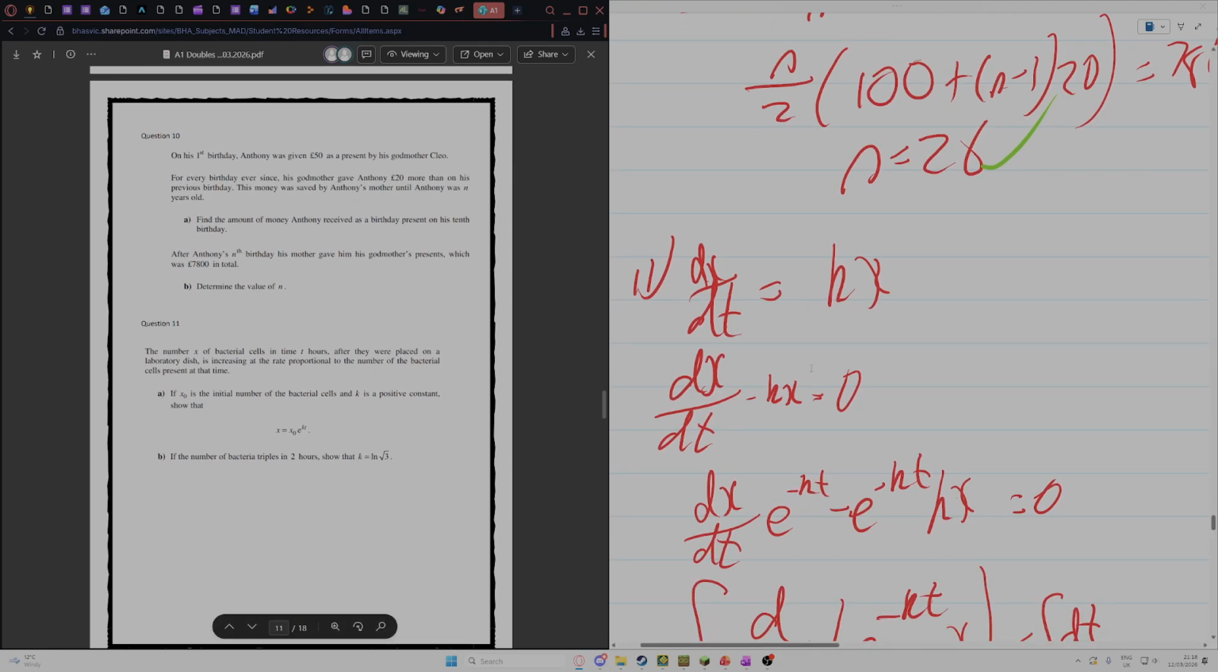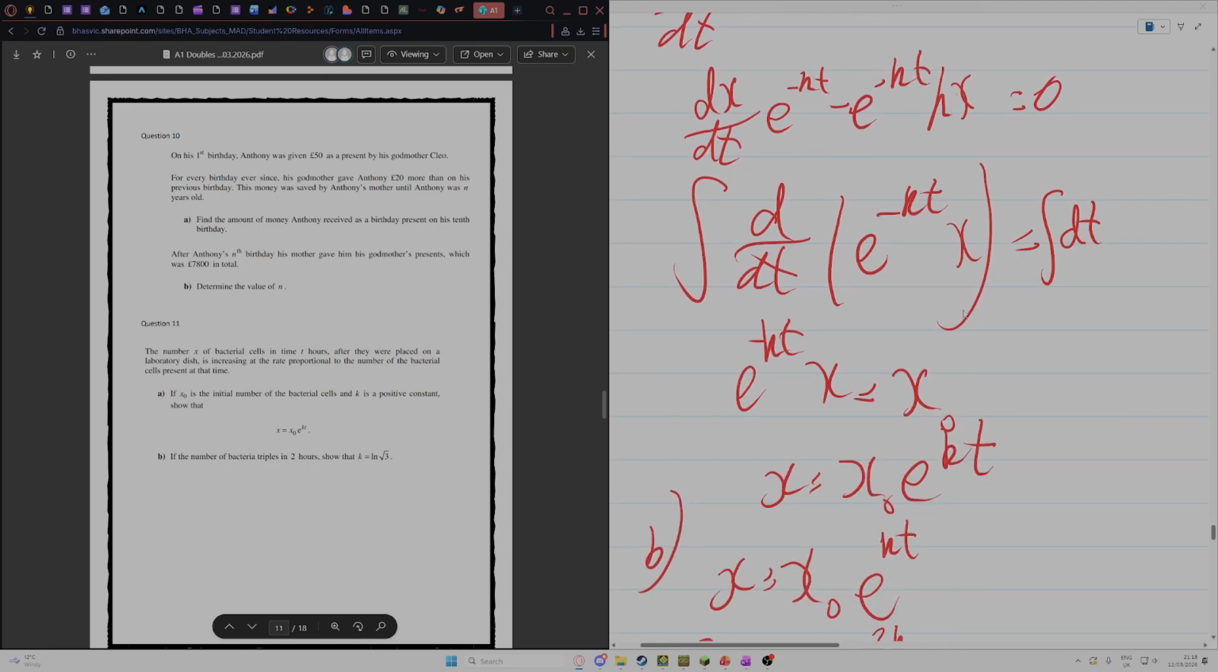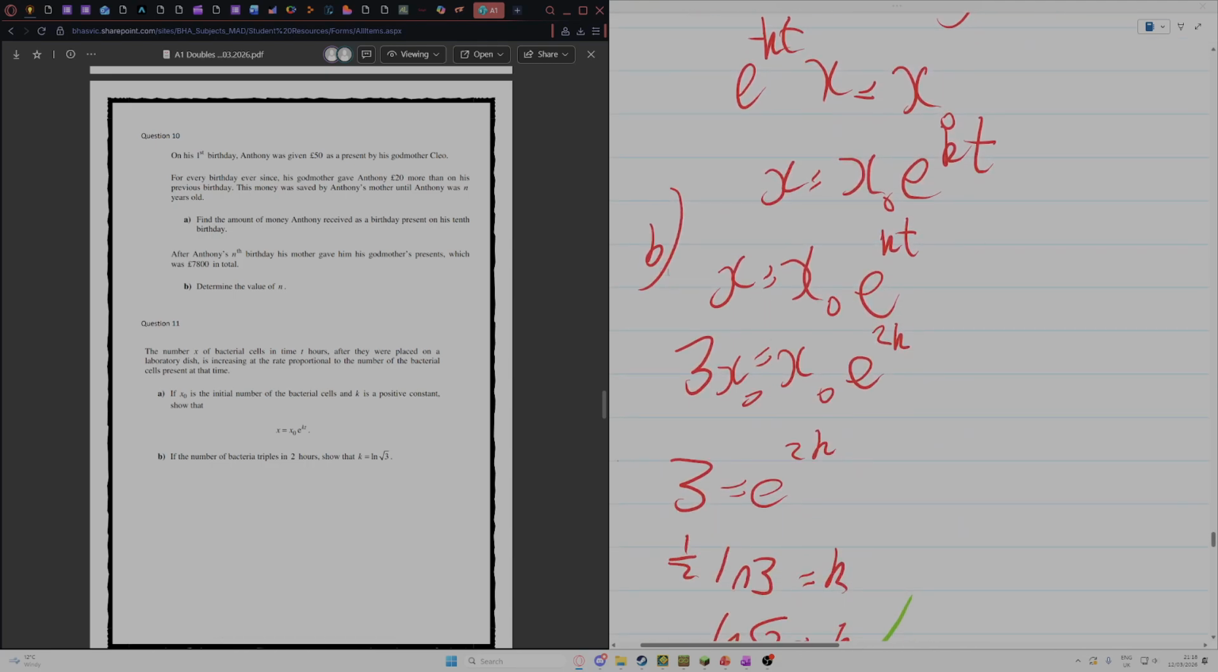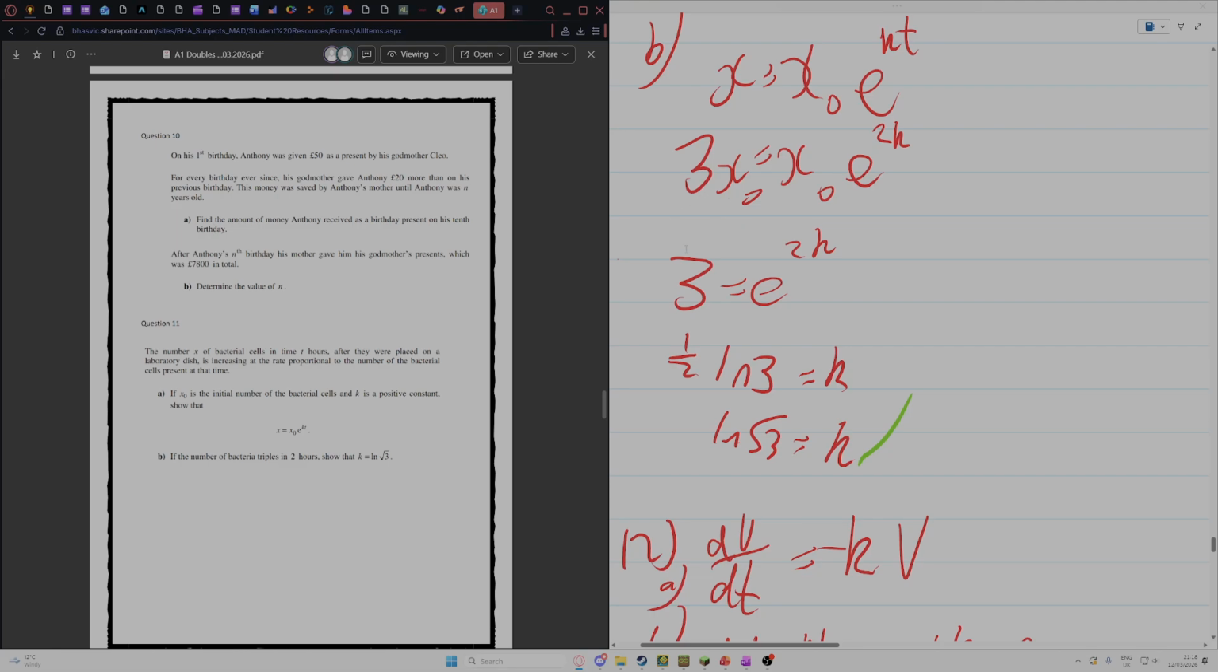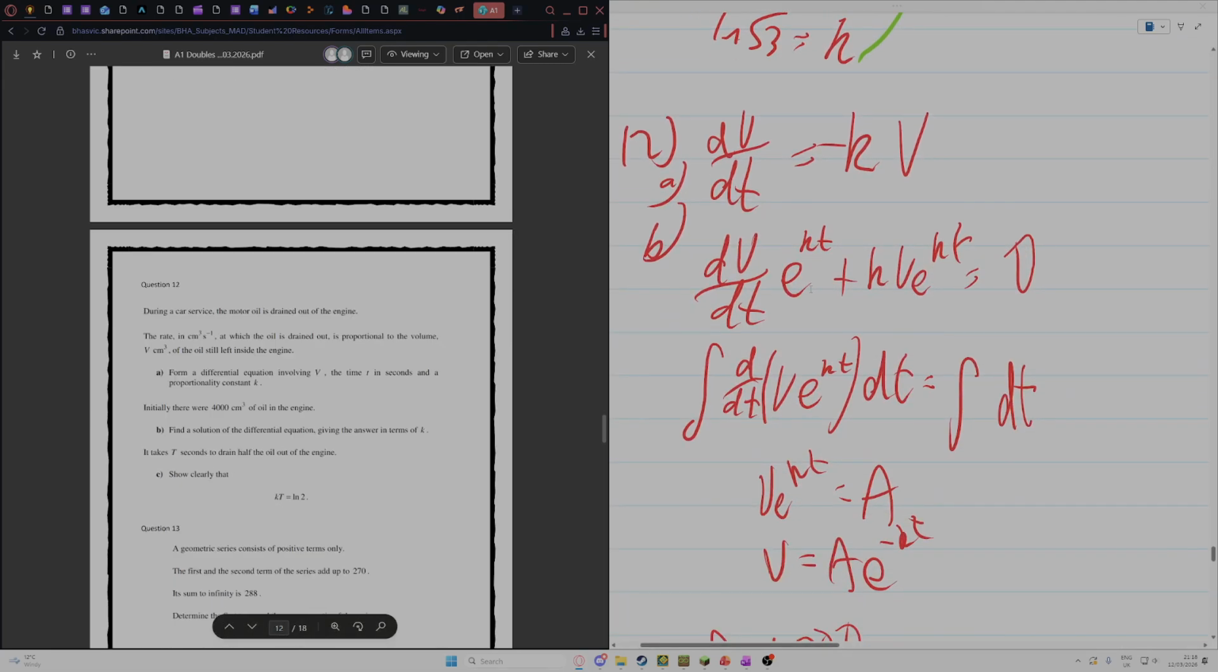Got another differential equation. You can do some more integrating factor that I've done here to get this equation. Substitution, just remember it's 3, because we're saying it's tripled, so it's 3x0, so you can divide by x0 and it gives you this. Wow, another differential equation.